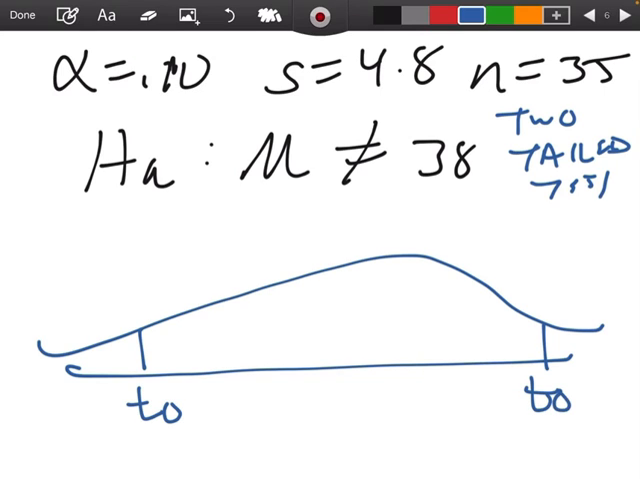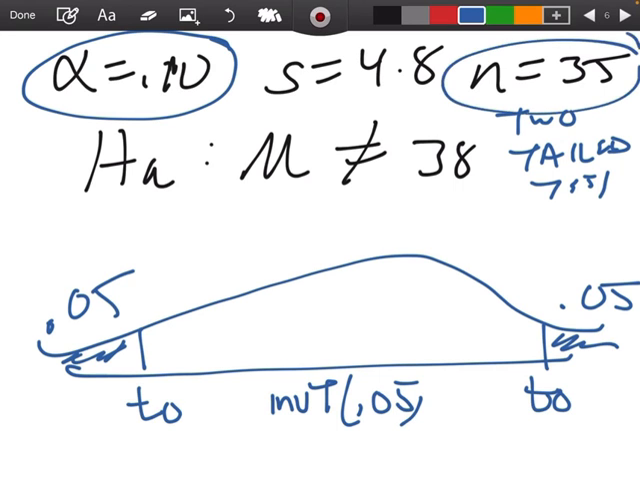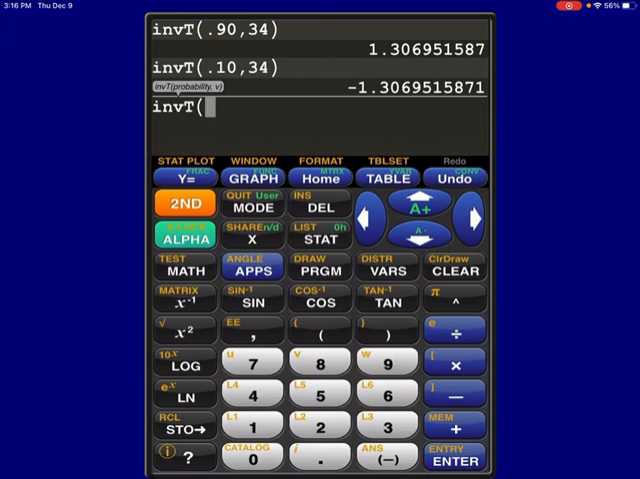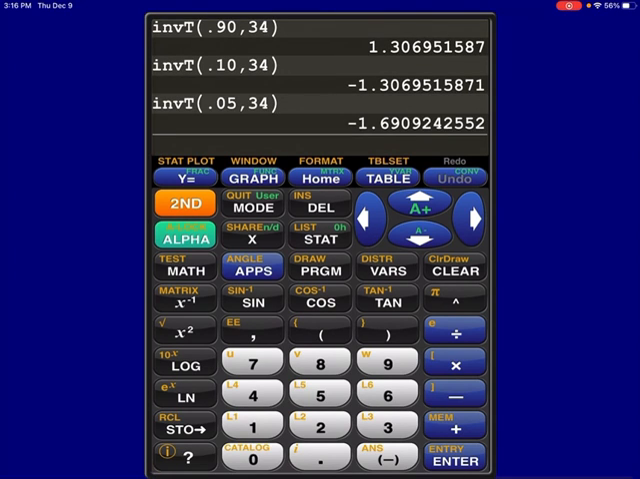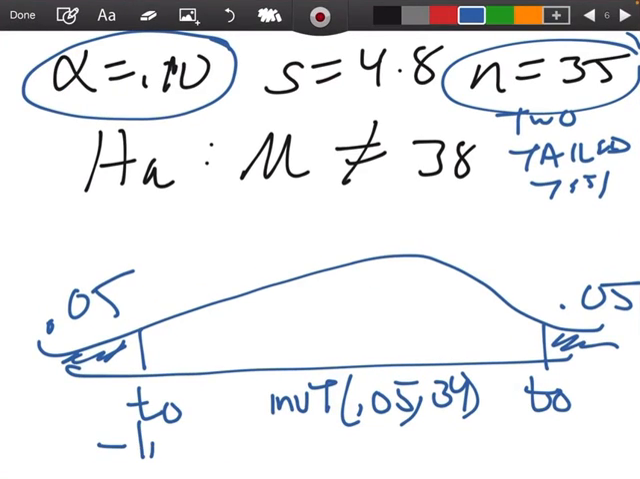Since we're looking at a two-tailed test, we're going to have two critical values, right? One's going to be negative, one's going to be positive. Remember what we're going to do, y'all? We're going to take our alpha and divide it by 2. So the area to the left over here is 0.05, and the area to the right over there is 0.05, okay? Again, we're going to go inverse t, 0.05, because it's always the area to the left. My degrees of freedom is 1 less than my n. So let's come back here. Second vars, inverse t, 0.05 and 34.